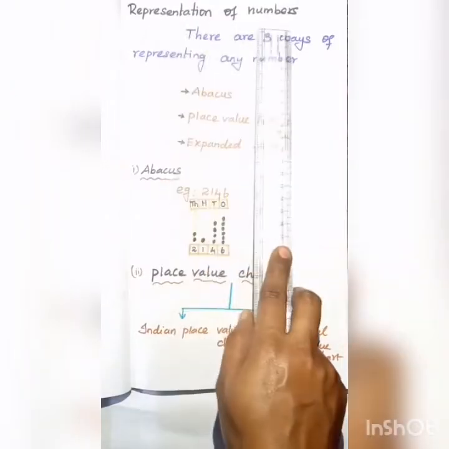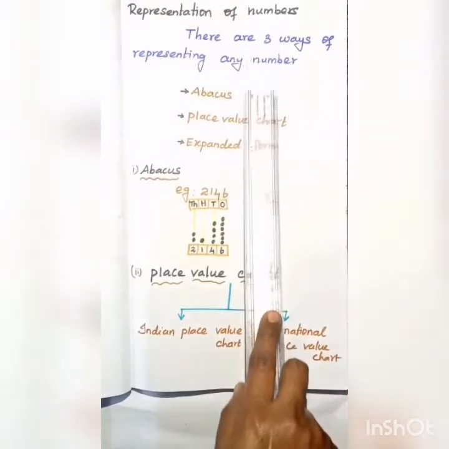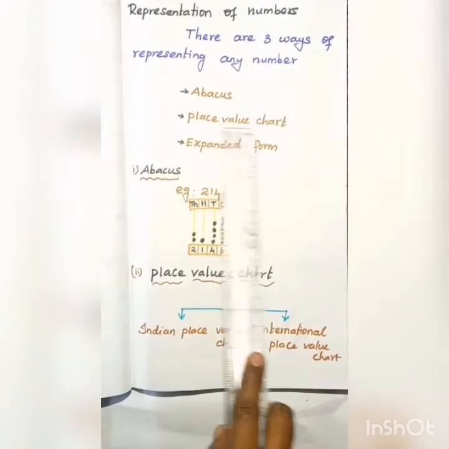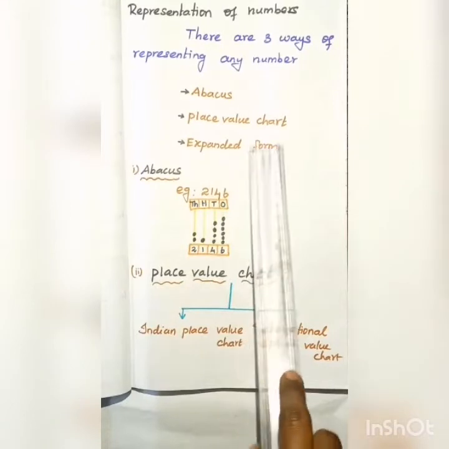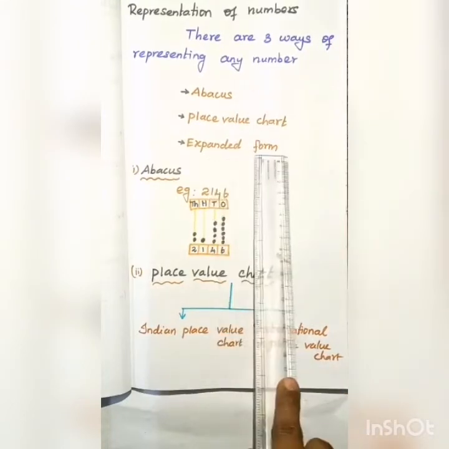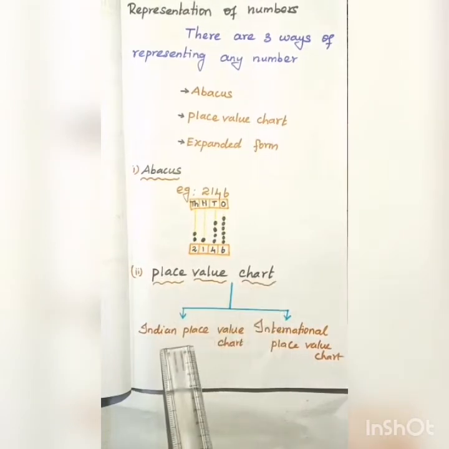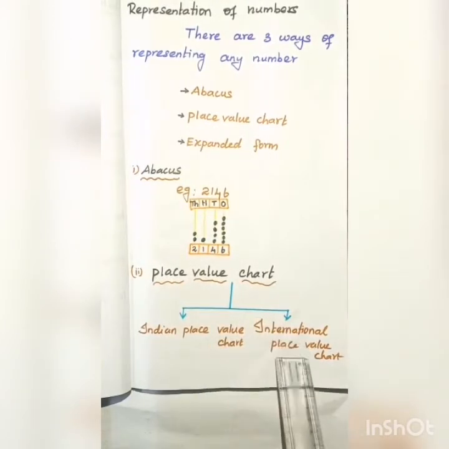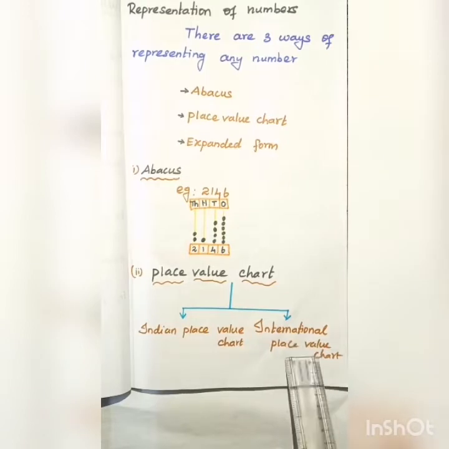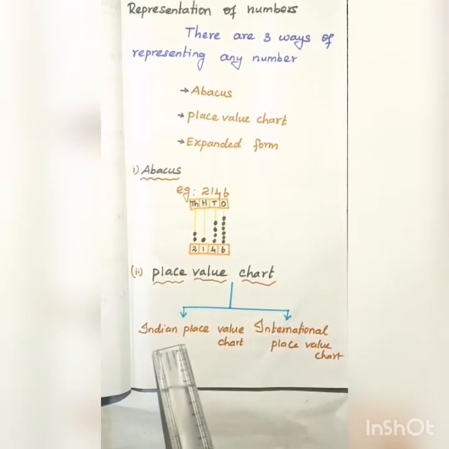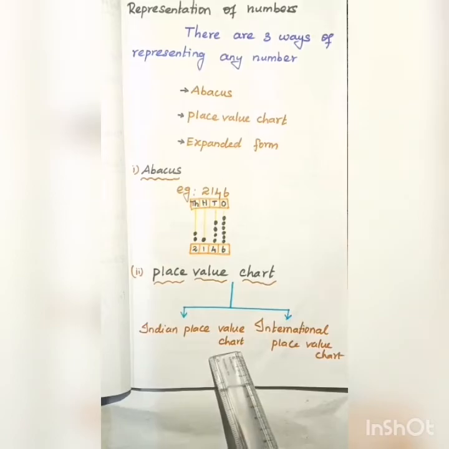Representation of numbers. We can represent any number in three ways: through an abacus, a place value chart, and expanded form. We are well known in abacus and expanded form. Next is the place value chart. The place value chart is of two types: the Indian place value chart and the international place value chart. In this chapter we will discuss the Indian place value chart.